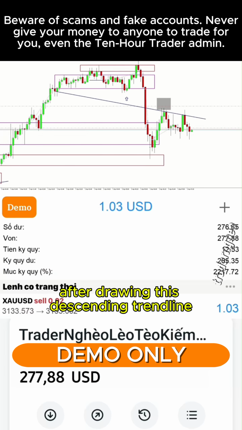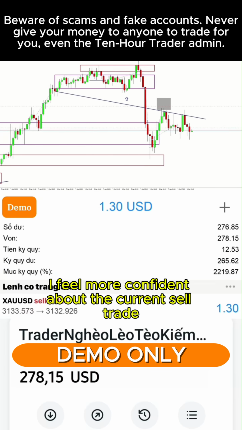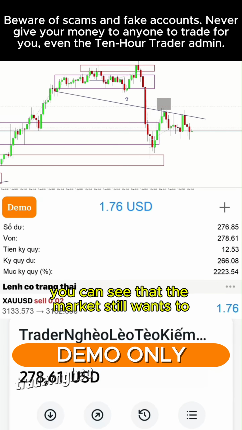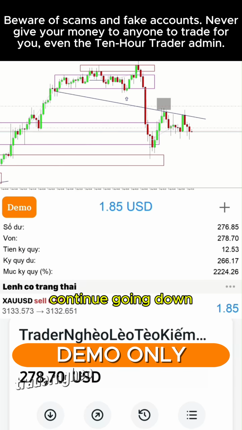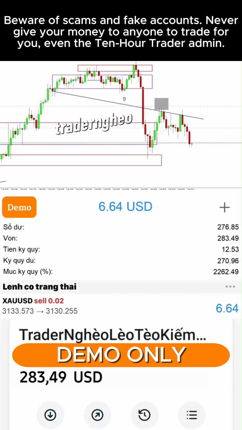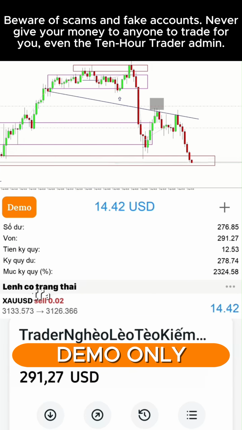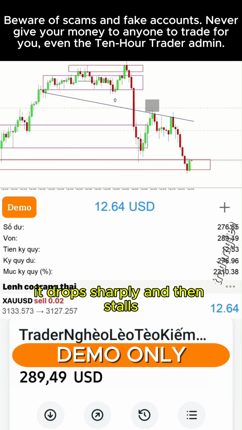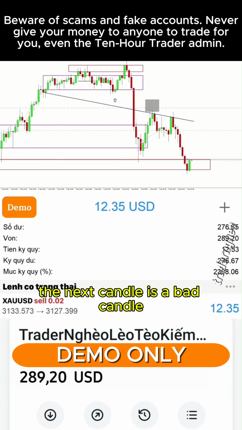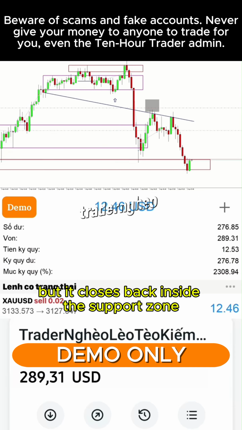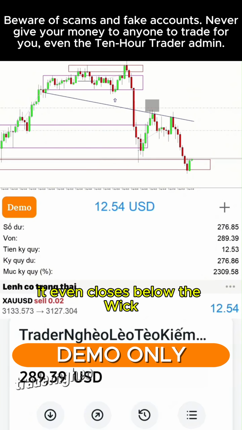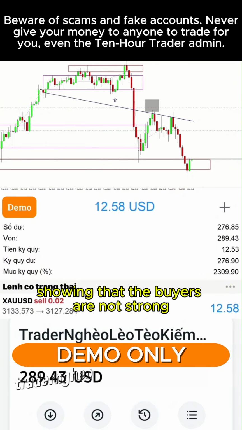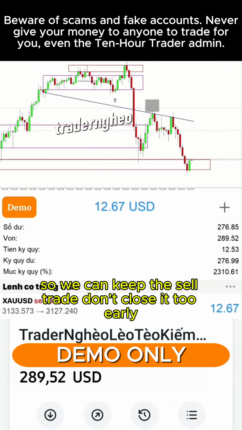After drawing this descending trend line, I feel more confident about the current sell trade. You can see that the market still wants to continue going down. It drops sharply and then stalls. The next candle is a bad candle, but it closes back inside the support zone. It even closes below the wick, showing that the buyers are not strong, so we can keep the sell trade. Don't close it too early.